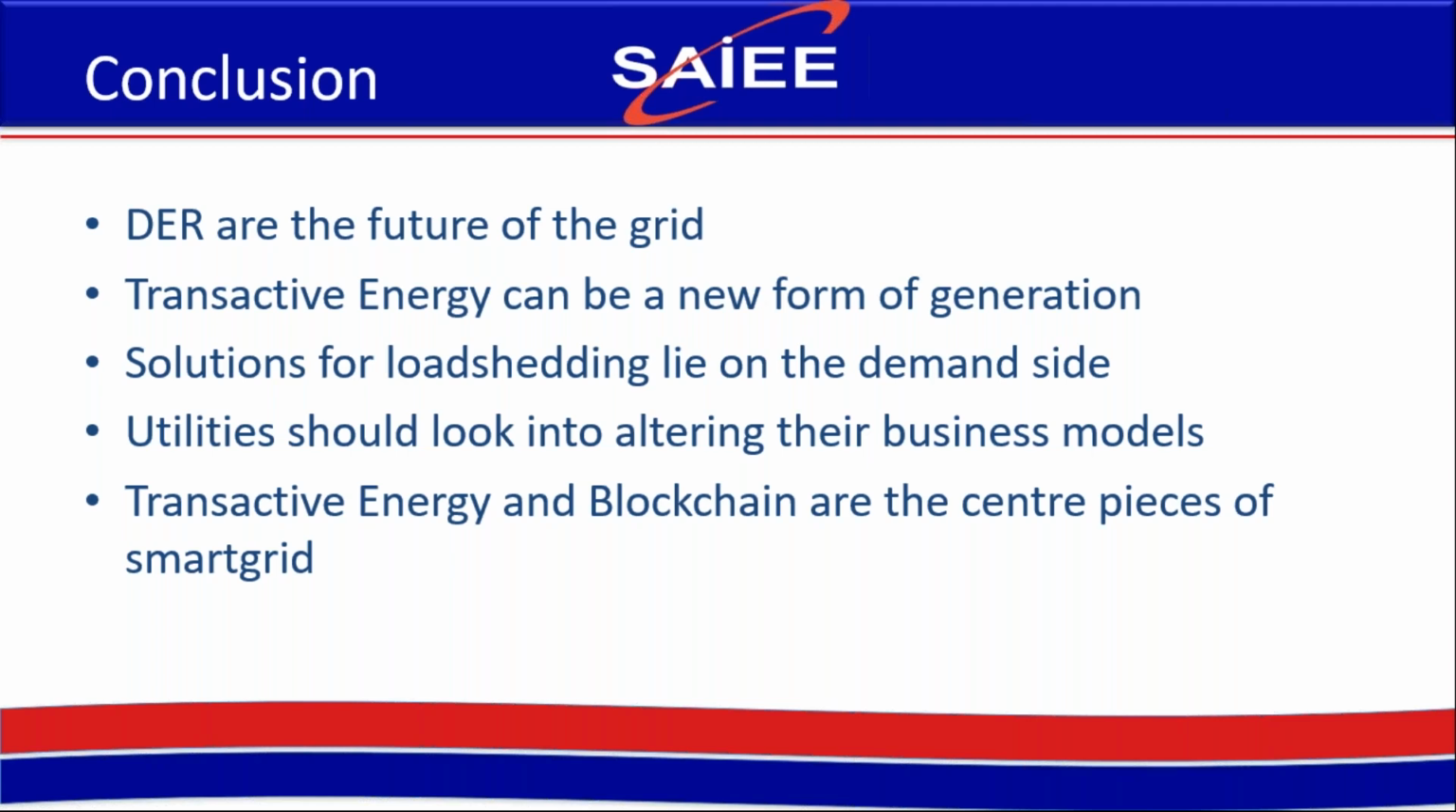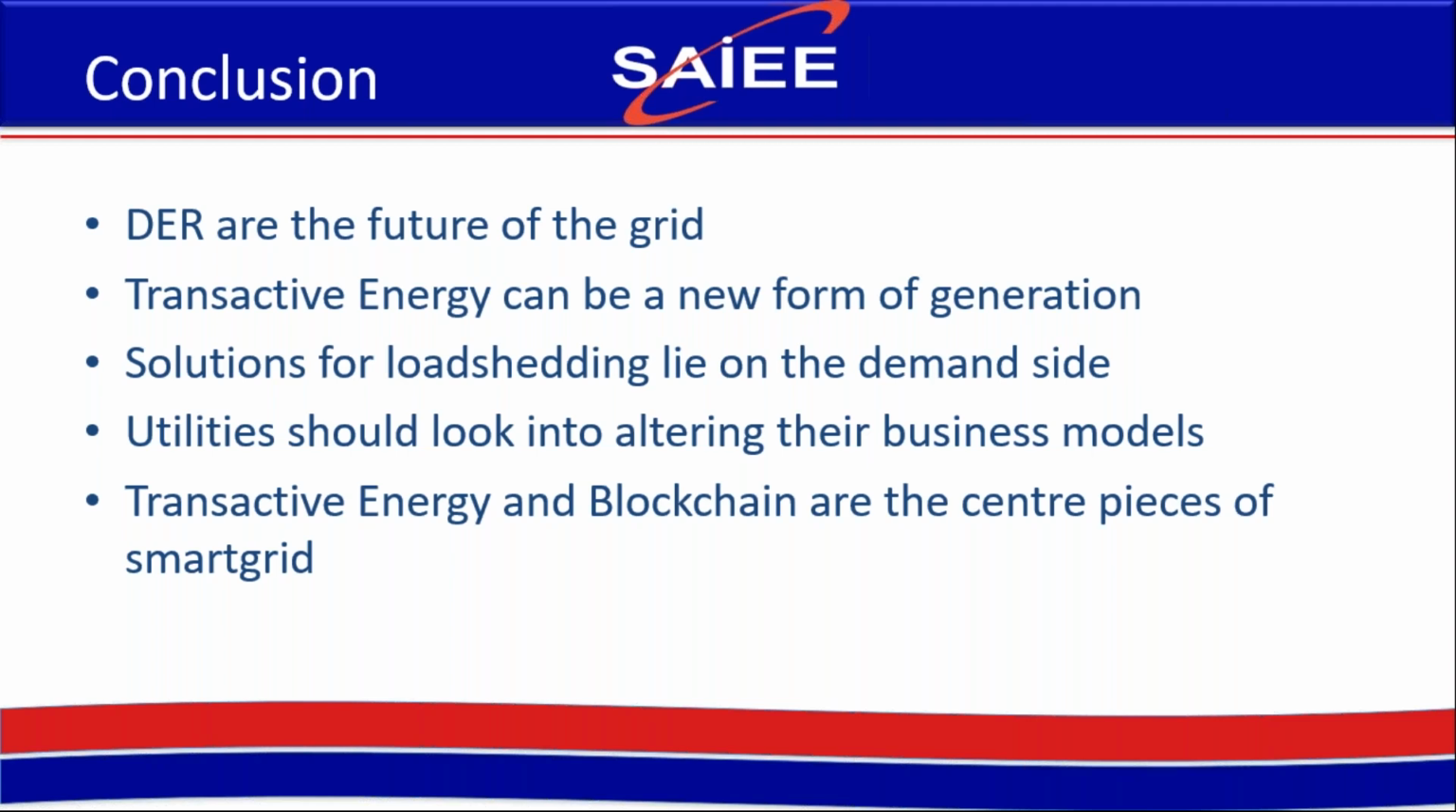Solutions for load shedding lie definitely on the demand side, not on the generation side. So I see load shedding as a demand problem rather than a generation problem. And for the longest time, we have seen it as a generation problem because most of the time what happens is generators will trip, and now we go into load shedding. So that's why we see it as a generation problem rather than a demand side problem.